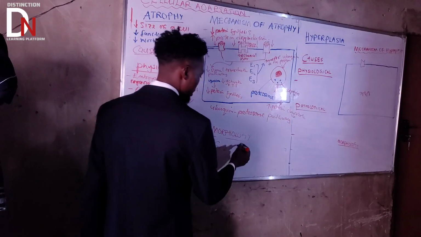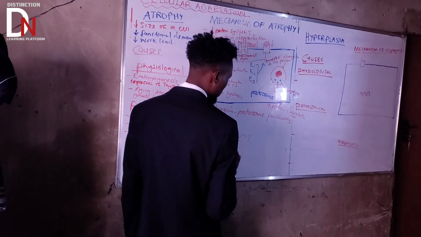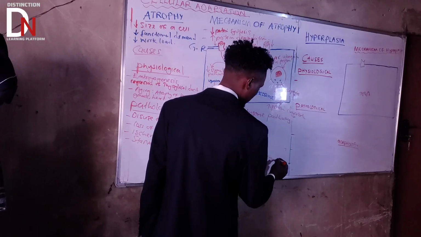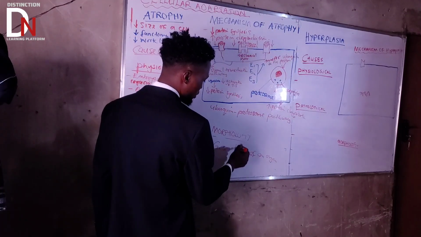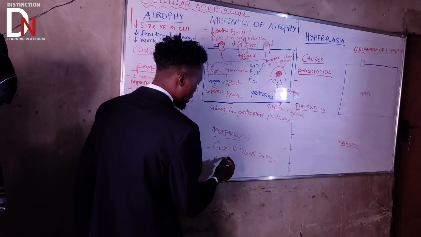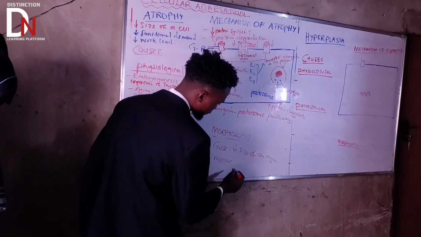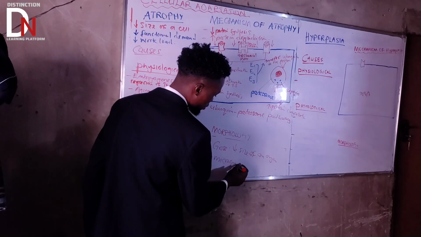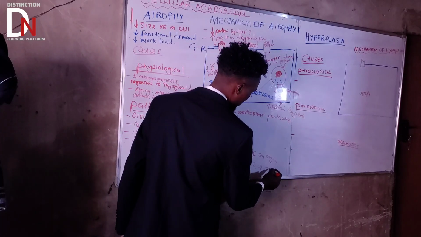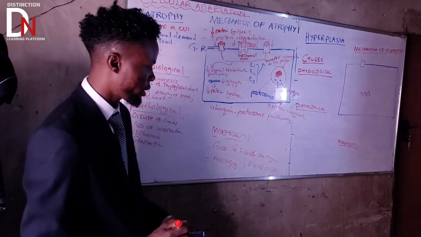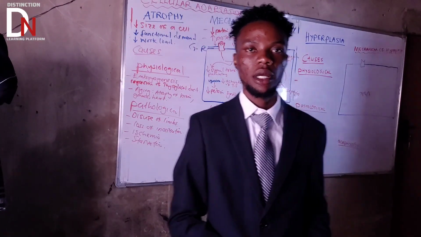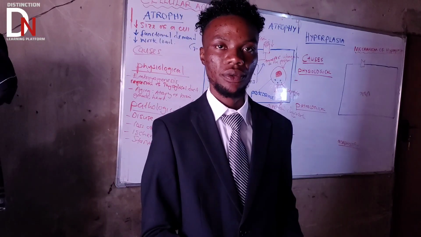So what I'm simply saying is, on gross morphology, you're going to see a decrease in the size of an organ. On the microscope, that means you're using an instrument, the microscope. So on microscopic morphology, what can you see? Decrease in the size of a cell. Okay, so that's what you can see. So that's where we end on morphology, what you can see using your naked eyes and using a microscope.